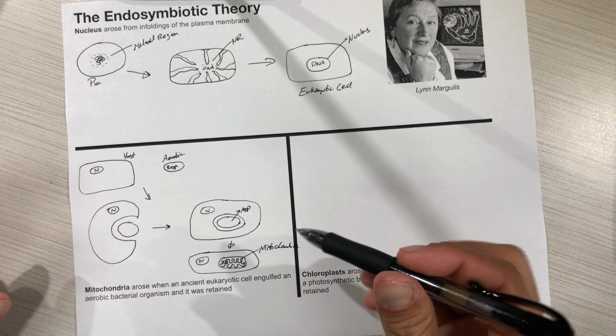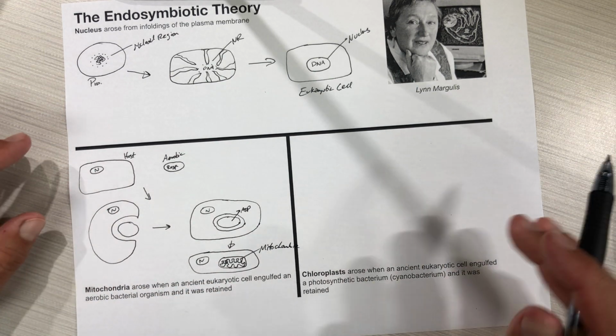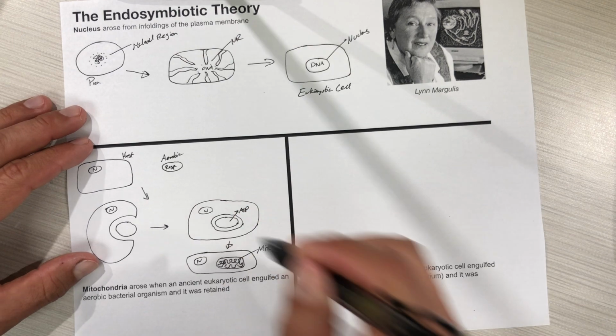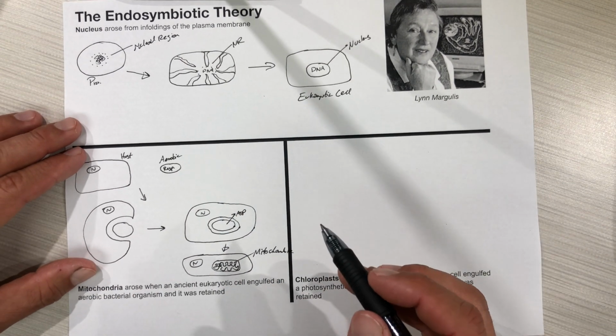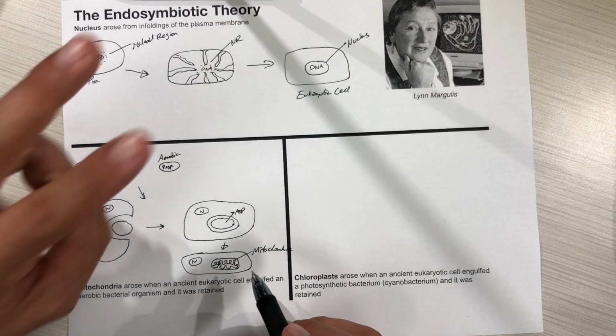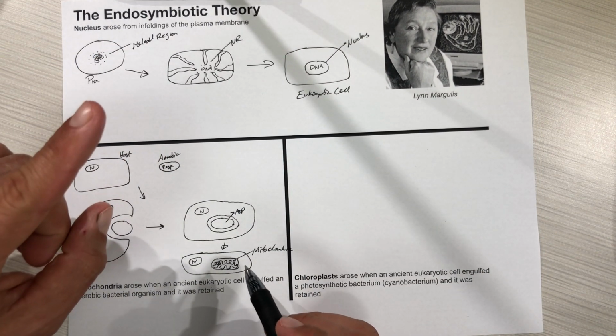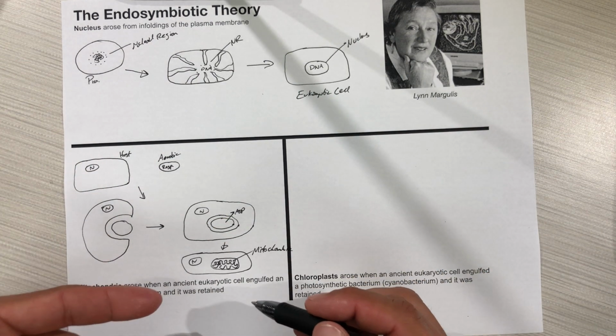And so with this scenario, your host would have been a fermenter. The thing getting engulfed was going through aerobic respiration, and it's retained in the host and then eventually becomes its own organelle. And the reason why we think this is how it happened is because the mitochondria is surrounded by two membranes, not one, so that lets us know that something was engulfed.